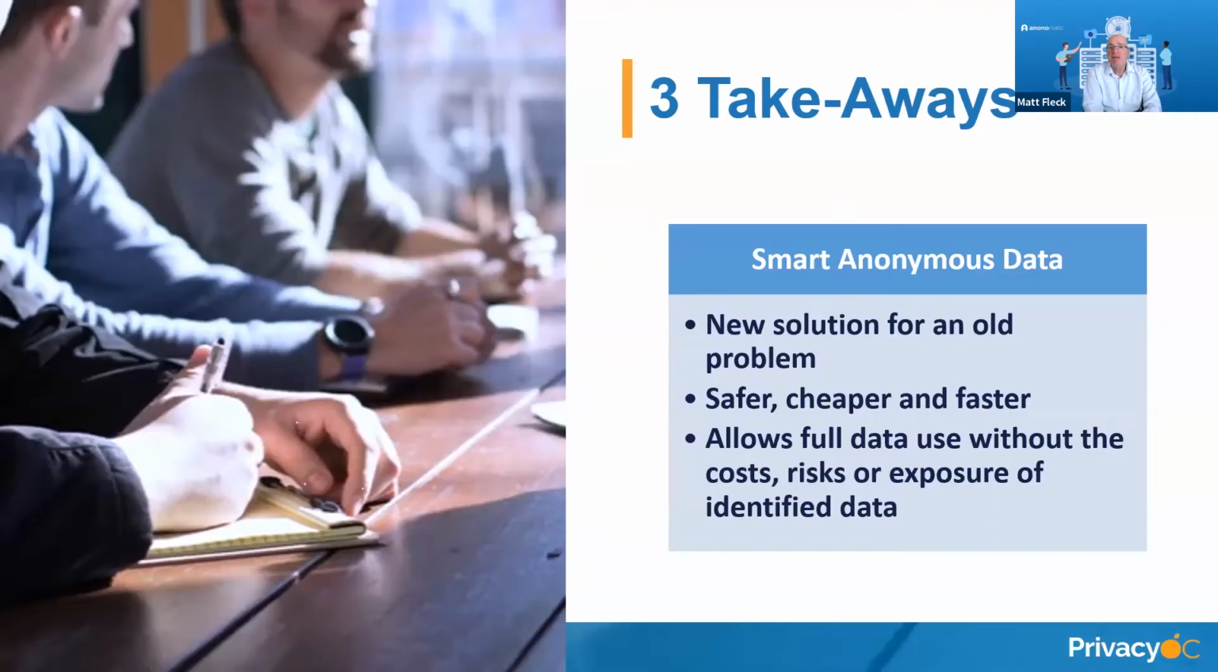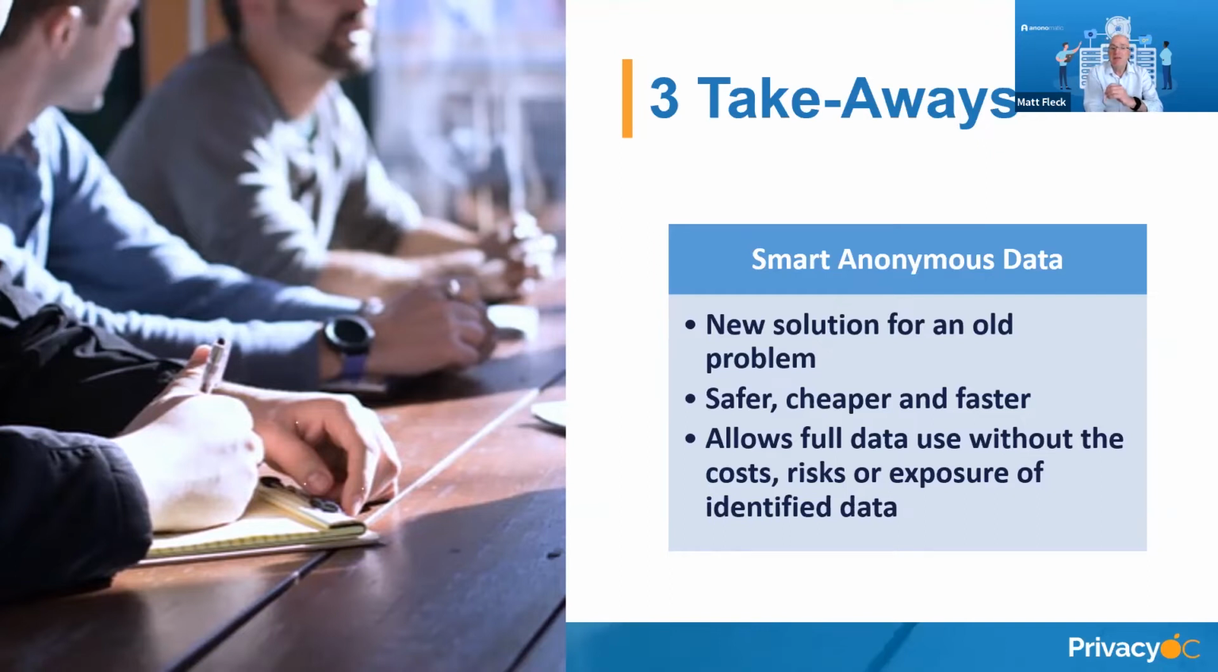There's three main things that I'd like you to take away from today's session. Basically, there's this concept of smart anonymous data. We'll get into what the difference is between smart and dumb anonymous data in just a moment. But the three main things is this is a new solution for a very old and long-standing problem that has plagued a lot of people in pretty much every industry. Smart anonymous data is actually safer, cheaper, and faster to use than either dumb anonymous data or identified data.